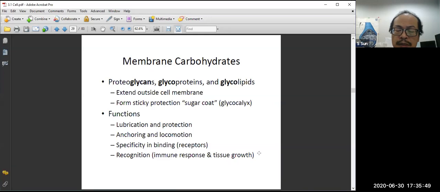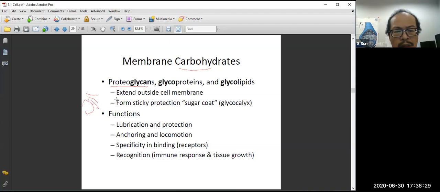In addition to the protein in the cell membrane, we also have carbohydrates in the membrane. So they are the decoration. We have three types of decoration in the cell membrane. They are the proteoglycans. Proteoglycan is a large structure outside of the cell. So here is the cell and outside of it the proteoglycan.